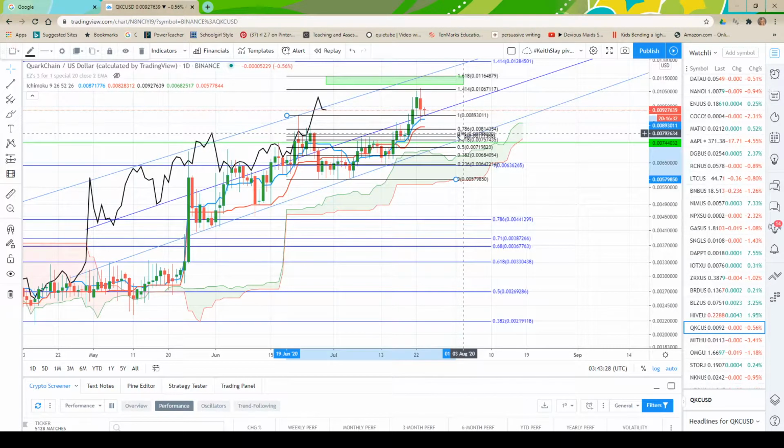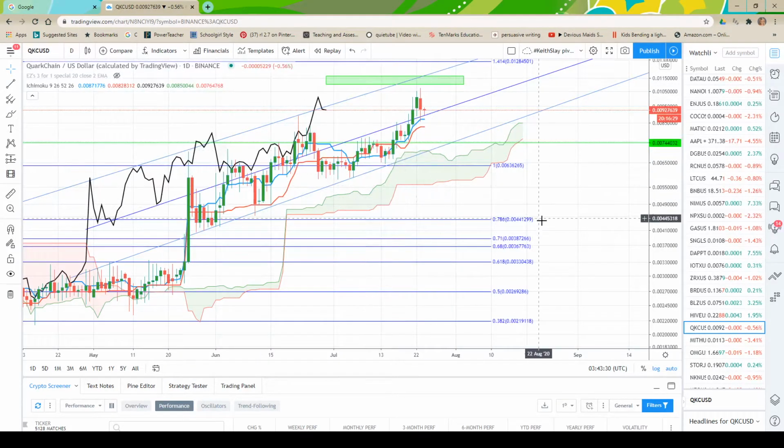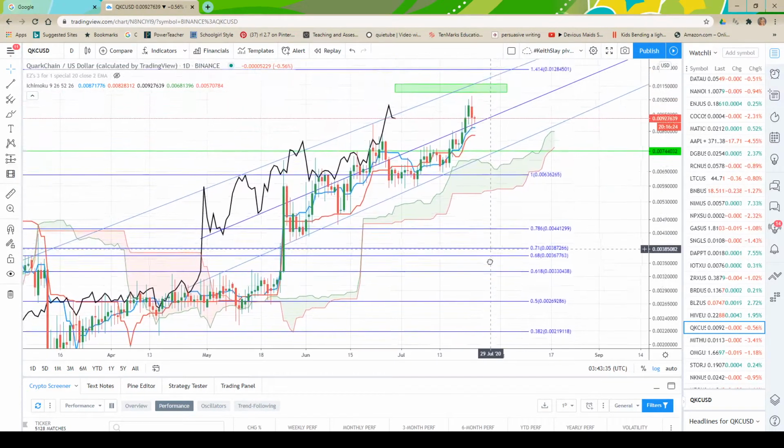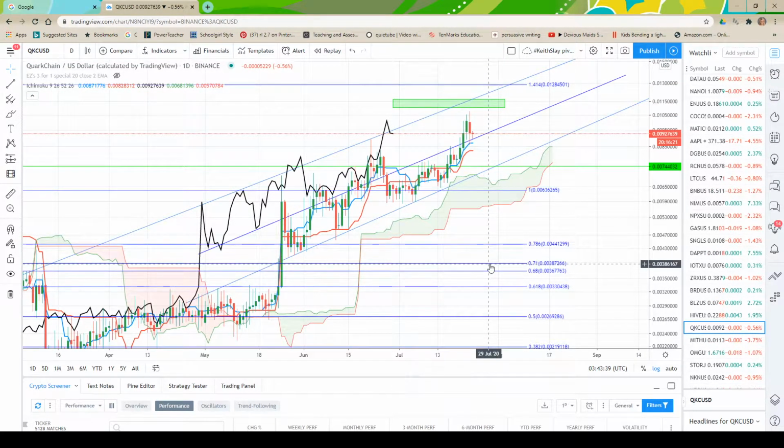Oh look, fib lines everywhere. Well, what does the cloud say? Somebody tell me what the cloud says. We have 4 rules. Rule number 1, are we price over? Yes. Rule number 2, is the conversion line crossed over and above the baseline? Yes, it is. Blue is over red.